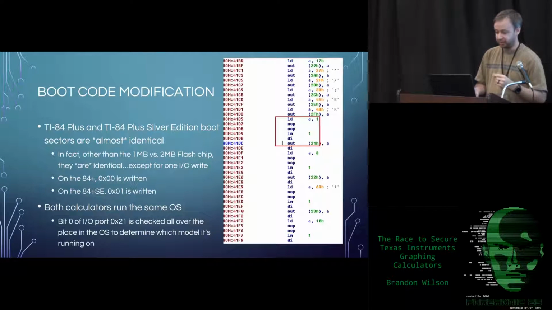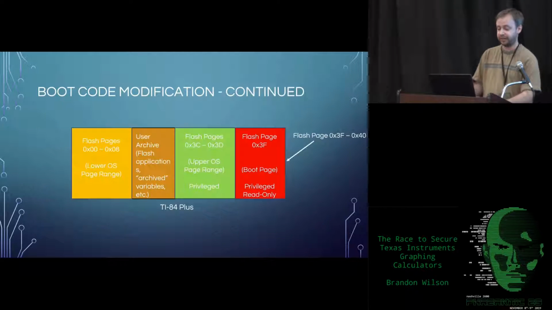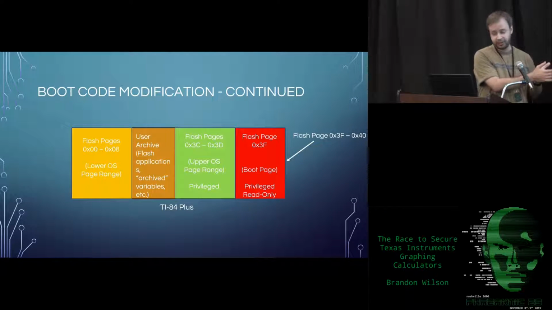But both calculators run exactly the same OS. The OS actually reads the value of port 21, bit 0, to determine which model it's running on. So they can have the exact same OS run on both calculators, and it's just intelligent about which one it's running on. It's critical that it know this, because the OS is actually organized into two halves, two sections. So here's the flash layout for the TI-84 Plus, not the Silver Edition, just the regular 84 Plus, the smaller one. It has 40 hex flash pages.